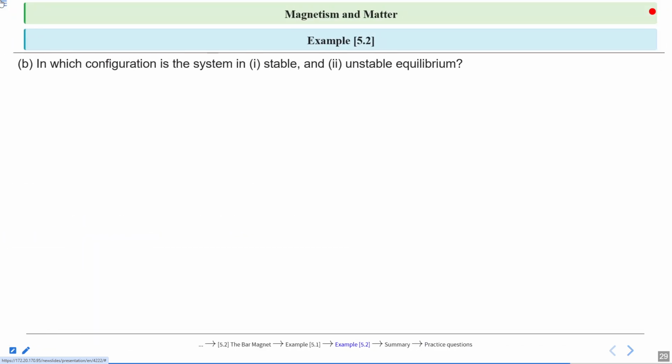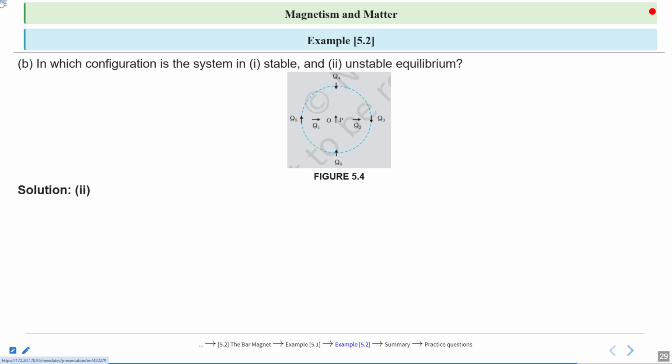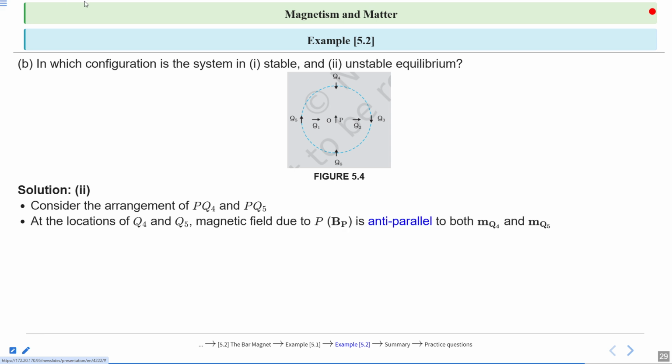Now it's the second part, for unstable equilibrium. Consider the arrangement PQ4 and PQ5. For PQ4 and PQ5, I have discussed that the magnetic field due to P at this equatorial line will be opposite to the direction of the magnetic moment of P, meaning in the downward direction.